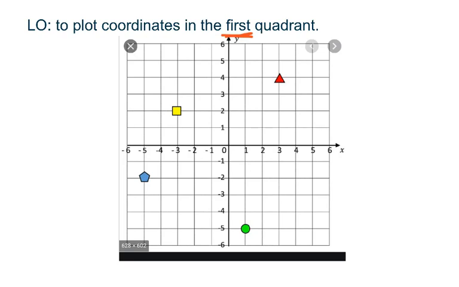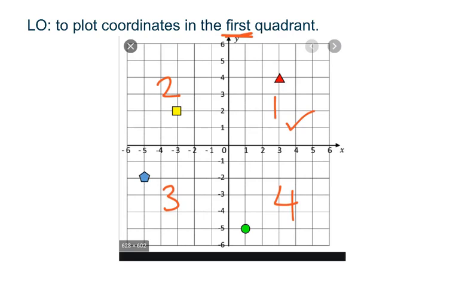This is the quadrant we're going to be looking at here. Okay, that's the first quadrant. This is the second quadrant. This is the third quadrant, and there's the fourth. All right, so we're just going to focus on this one here. We're going to be looking at positive coordinates.